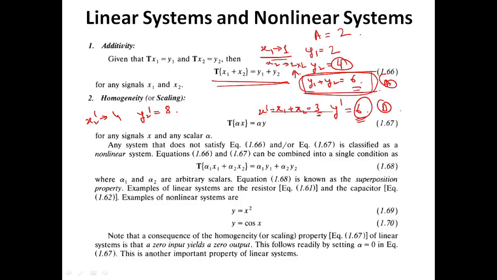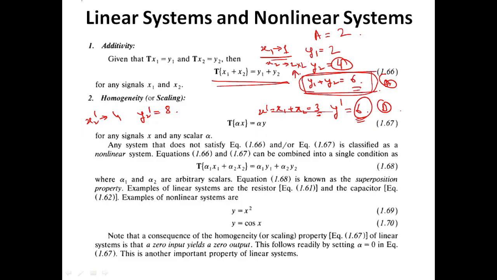So when you are multiplying the input with a scalar quantity, whatever will be the output, and if you take the original input and get the output and again multiply the output of the system with the scalar quantity we have taken, if both these things are equal, then we can say that it is a homogeneous system. Okay.